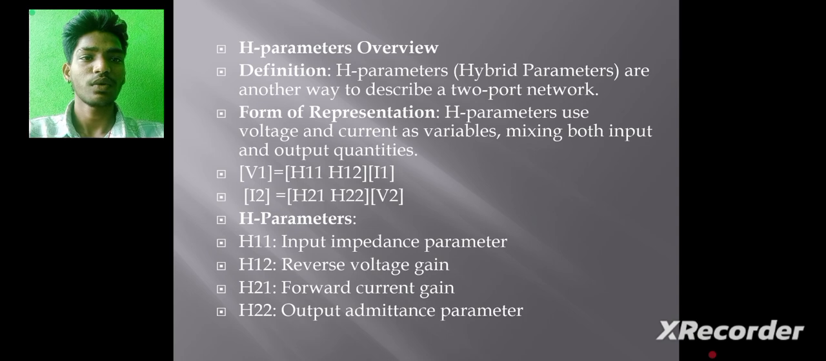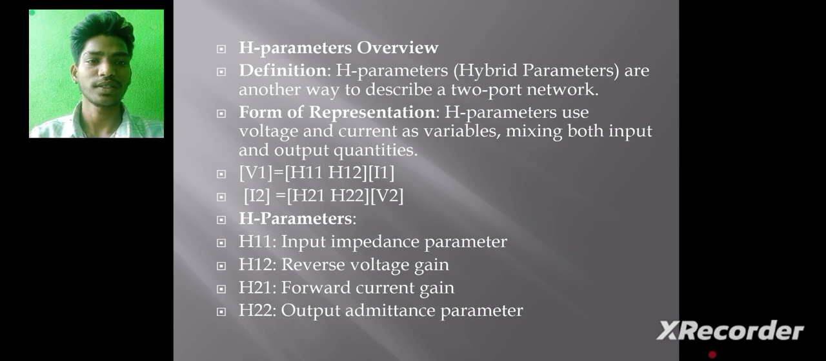Now we can see the overview of H parameters. Definition of H parameters: H parameters means hybrid parameters, another way to describe a two-port network. Form of representation: H parameters use voltage and current as variables, mixing both input and output quantities. You can see the matrix form of H parameters.